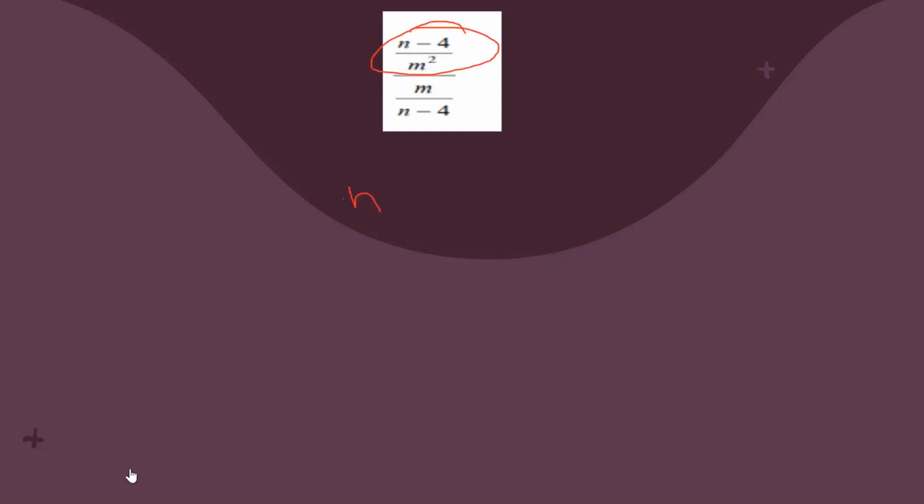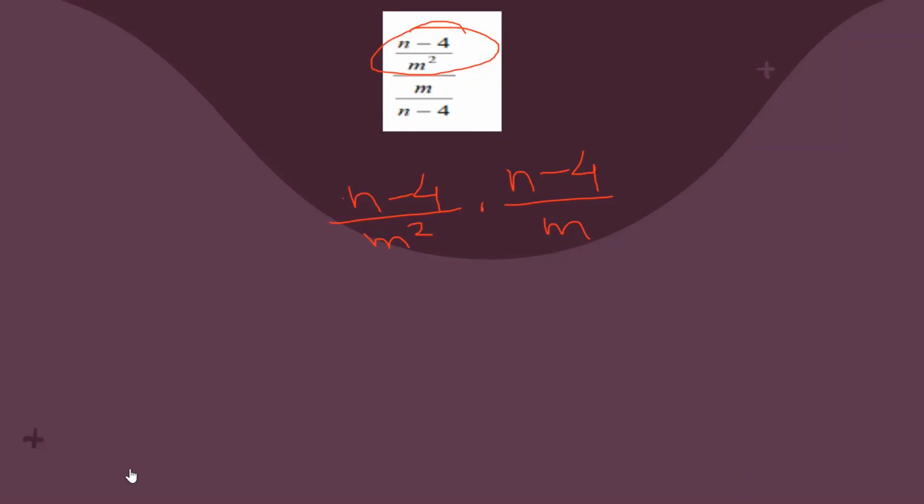When you do that, it becomes this, right? And when it becomes that, what you do is look for common factors. Do you guys see any common factors so far in that? N minus 4? N minus 4 is a common factor, but can you cross N minus 4 out?